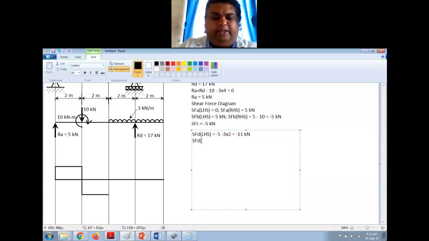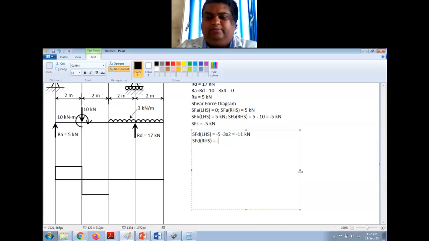SFD on RHS is minus 11. Always start with the previous value. Whatever the value is, everywhere I have done that only. Now here it is 0, here it is 0 plus 5. It is 5 here, 5 plus 0. Then here 5 minus 10, so that is minus 5. So the same minus 5 has come here. There is no change, plus 0. And minus 5 minus 6 is minus 11.